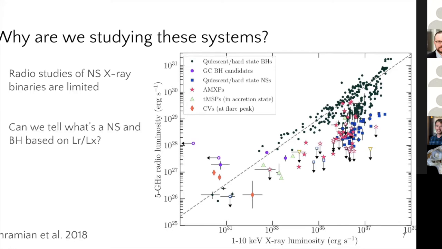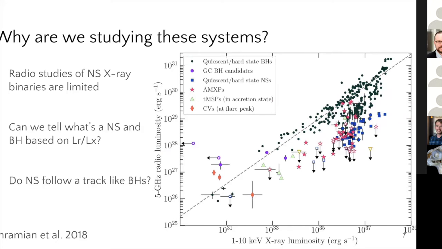And also, we used to believe we could tell what was a neutron star and a black hole just by looking at both the radio and X-ray wavelengths. Black holes tend to be more radio loud than neutron stars. So as you can see right here, the black holes are right here. But the more we observe these different types of systems, the more they start to overlap, which you can see right over here, especially in that range. So another question we want to ask is, can we really tell what's a neutron star and black hole just by looking at the radio and X-ray?